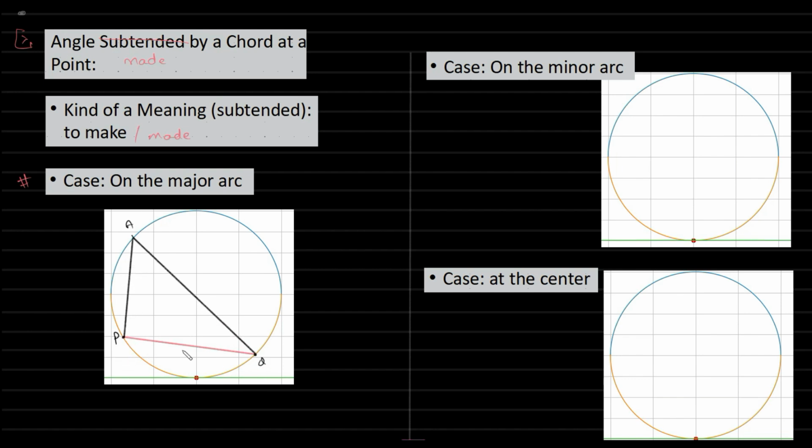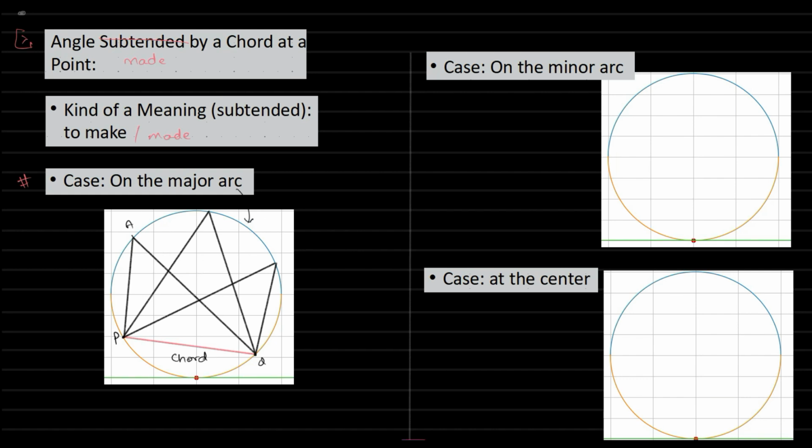So this is an example. This is another example. This is another example. Okay. So this is an angle subtended by the chord. This is your chord with its major axis. So that's your example of major axis.